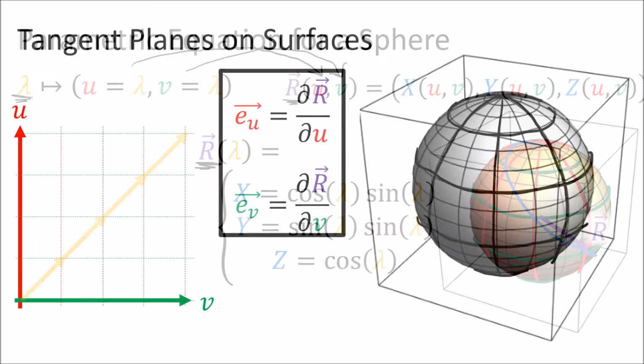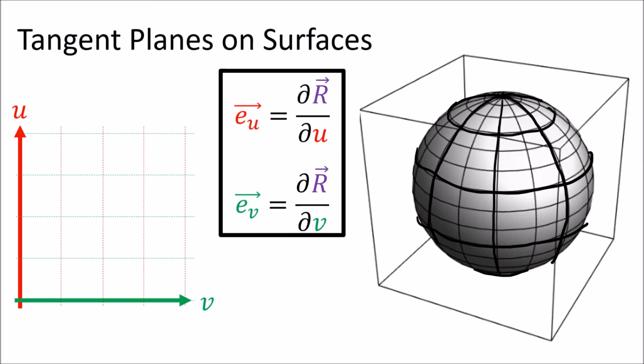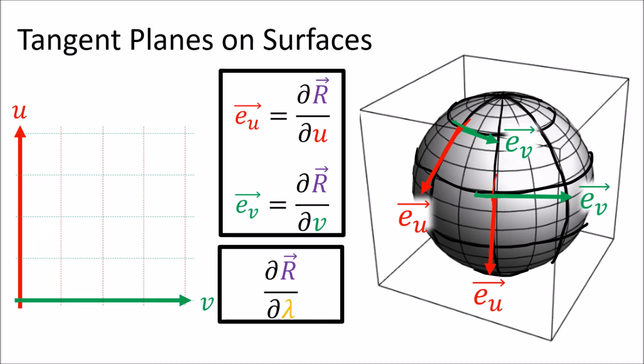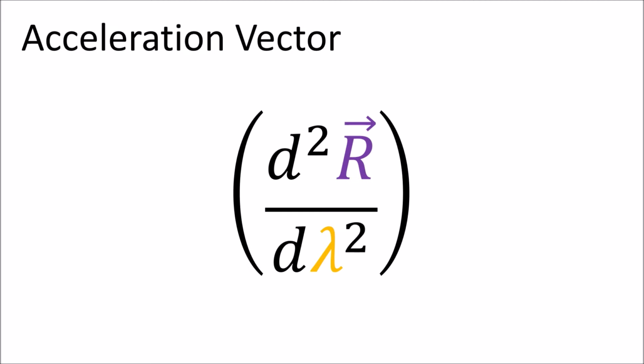And recall that the partial derivatives of the position vector r are just tangent vectors to the surface. So partial r by partial u gives us tangent vectors along the u curves, partial r by partial v gives us tangent vectors along the v curves, and partial r by partial lambda gives us tangent vectors along the curve parameterized by lambda. All right, so to go after geodesic curves now, we need to look at the acceleration vector along a curve, which is the second derivative of r with respect to lambda.